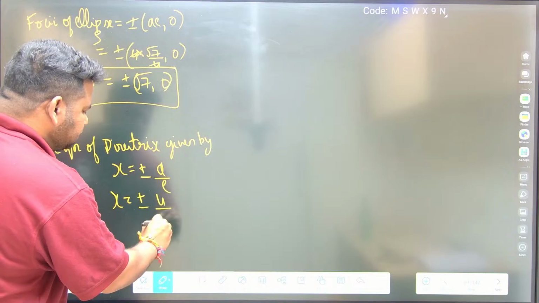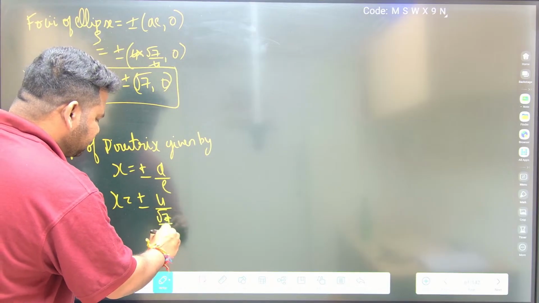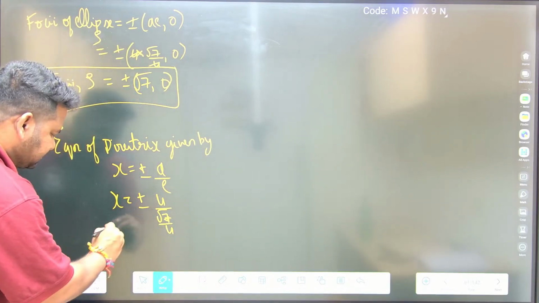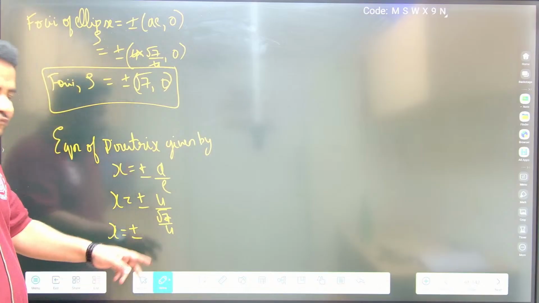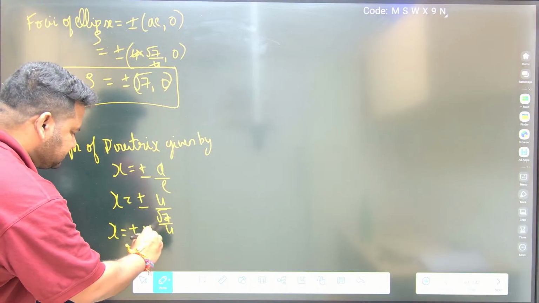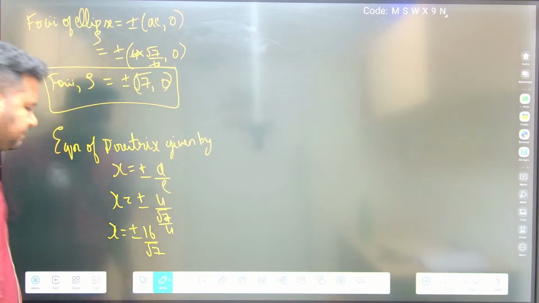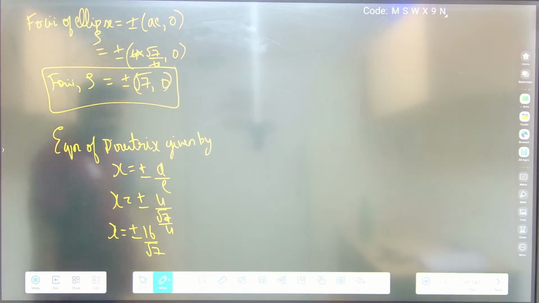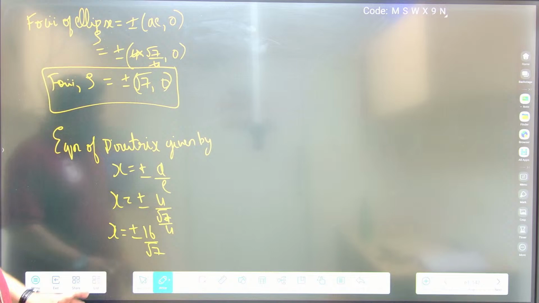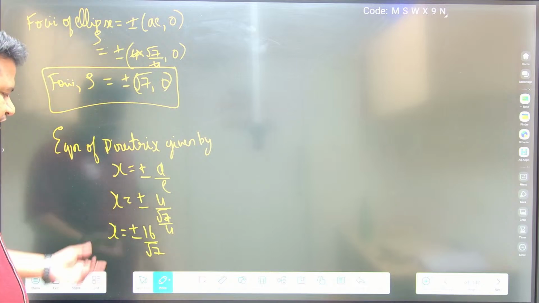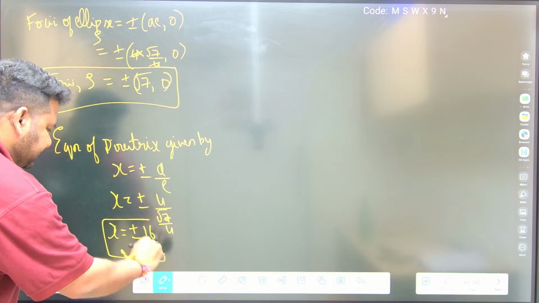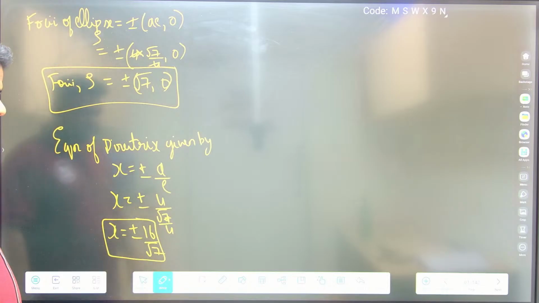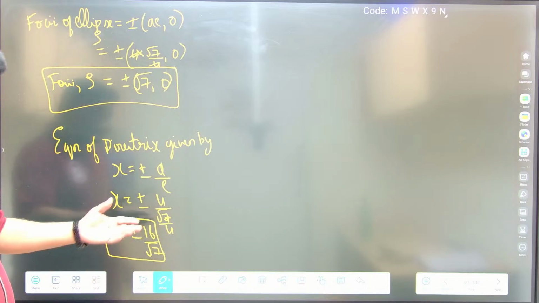What about the e value? Root 7 by 4. So this would become x is equal to plus or minus 4 times 4, which is 16, by root 7. So x is equal to plus or minus 16 by root 7. This will be the equation of the directrix. x is equal to plus or minus 16 by root 7.